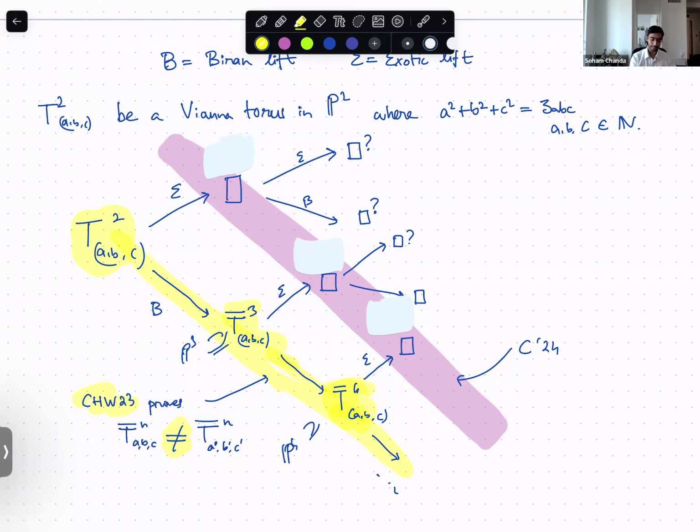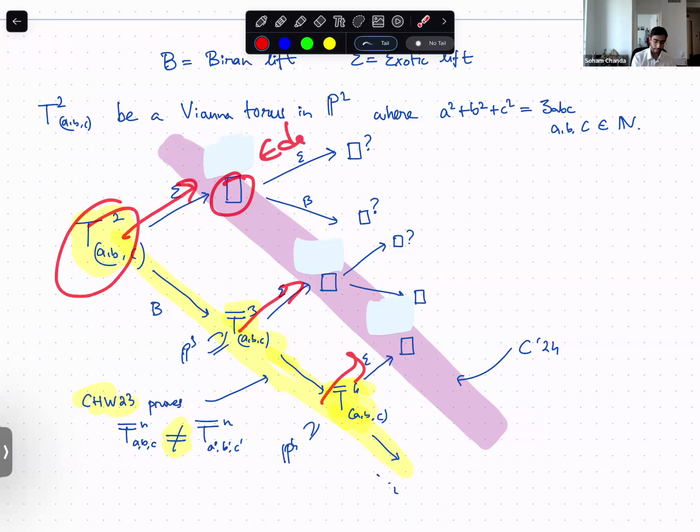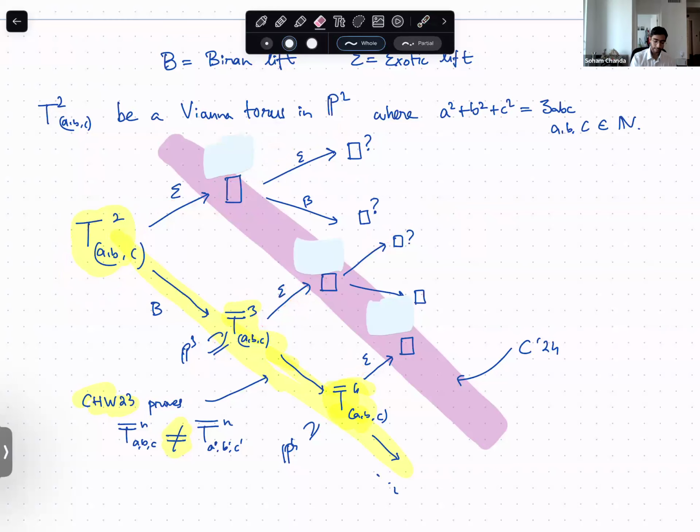What one can do is, instead of taking just the Biran lift, you can now take the exotic lift for any of these stages. Like start from T2, take an exotic lift. This lies inside dimension 3. Start from T3, then you'll get something inside dimension 4. And then you can form this kind of branching of taking lifts, where you take either a Biran lift or an exotic lift. So you'll get this huge graph.